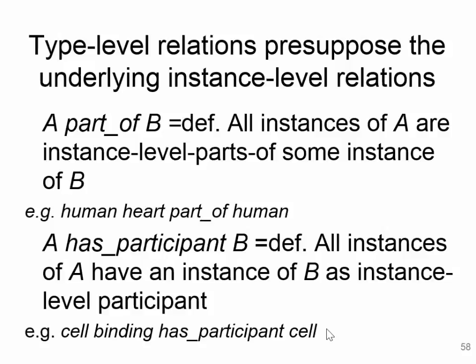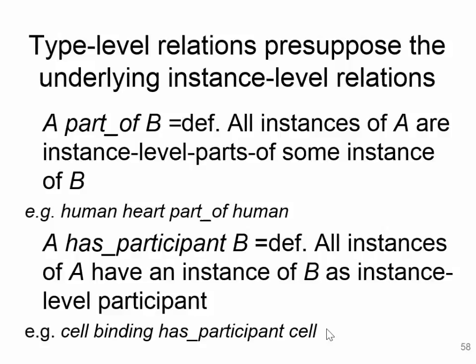And similarly, to say that big A has participant big B is to say that all instances of big A have some instance of big B as a participant. So, for instance, every case of cell binding has a participant, some case of cell. Now, there are problems with what you see on this slide.